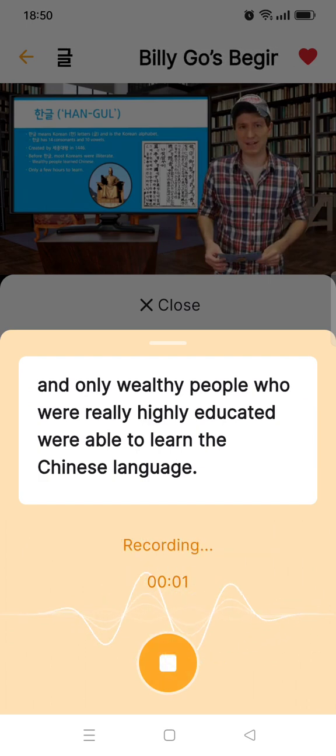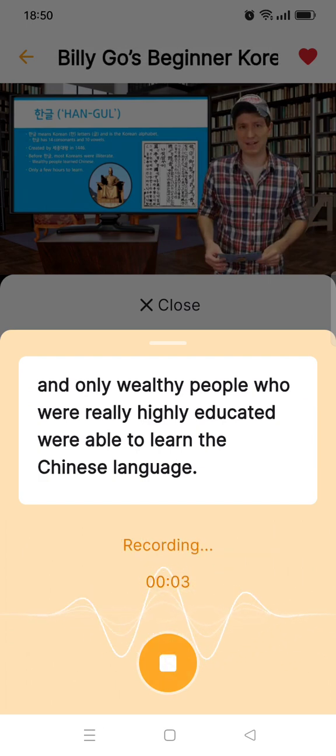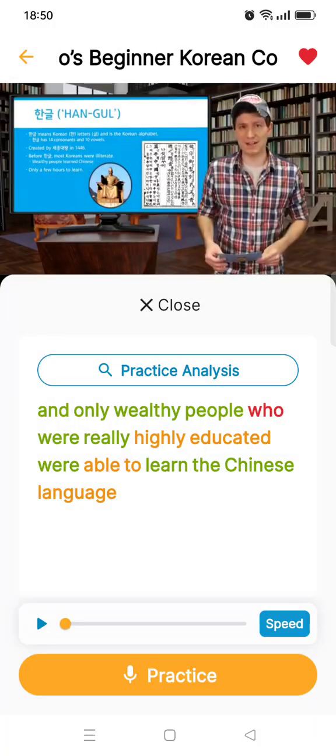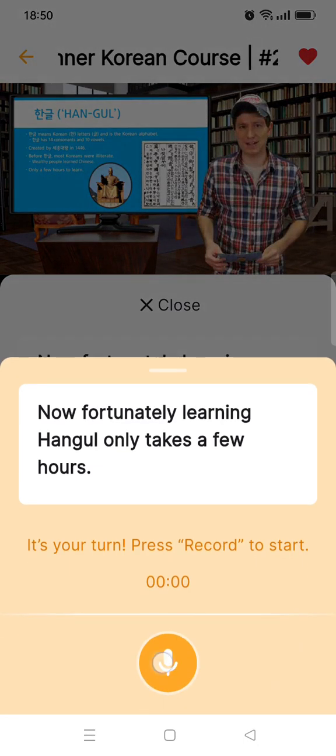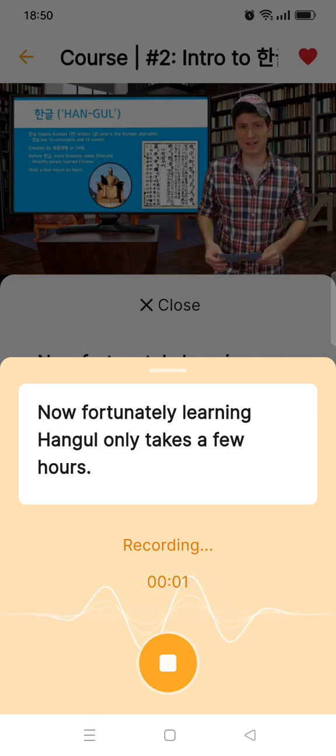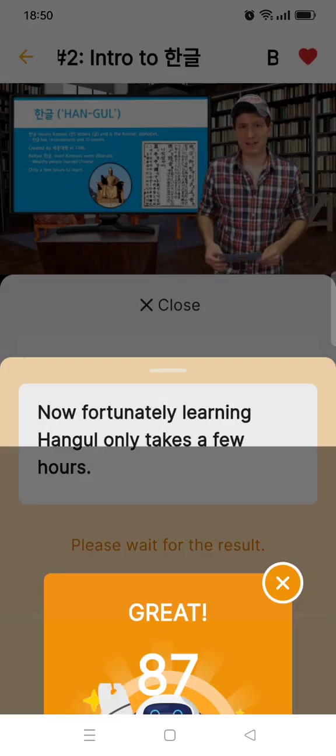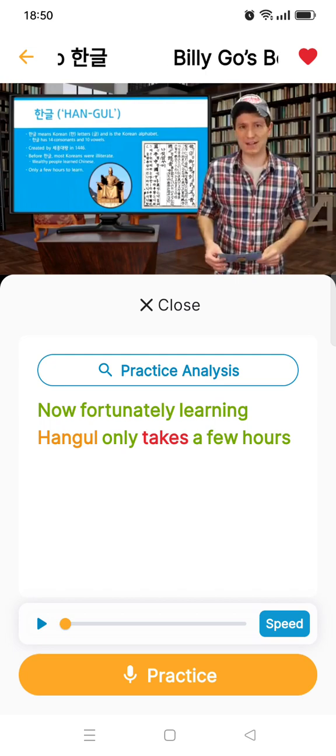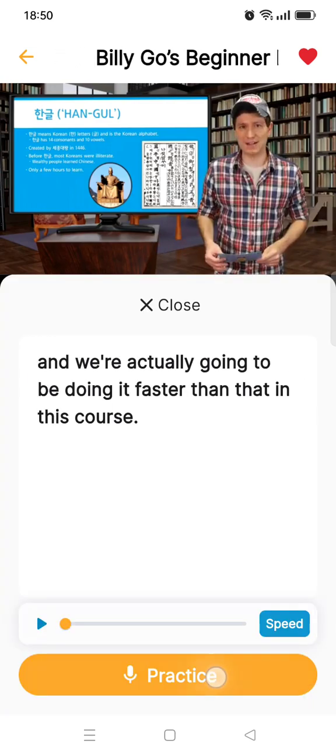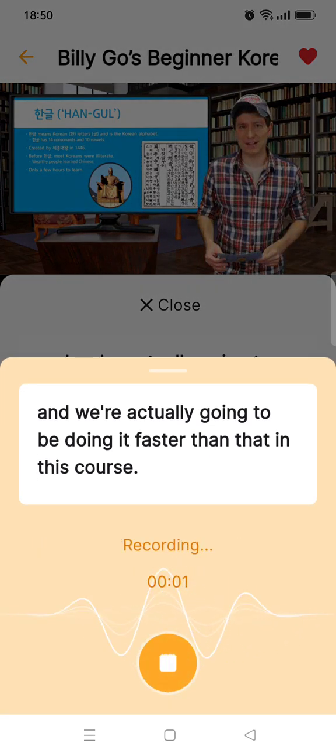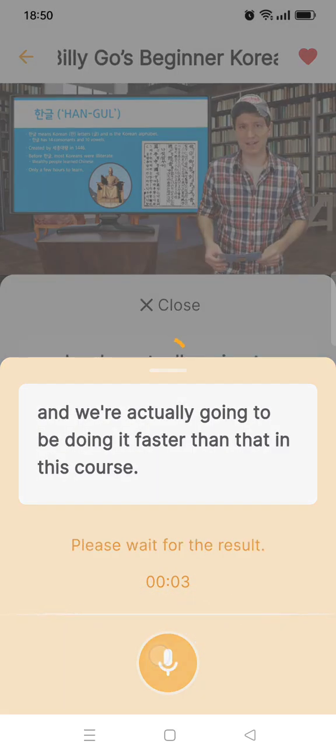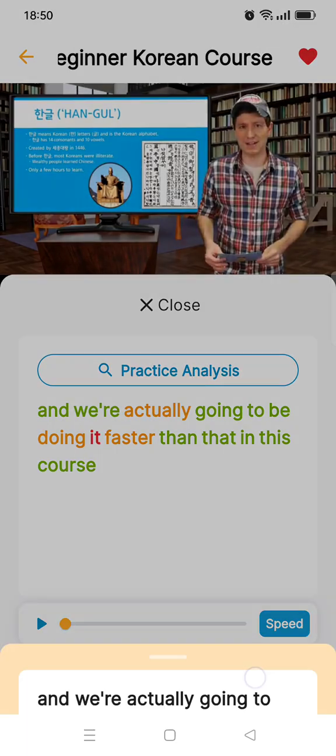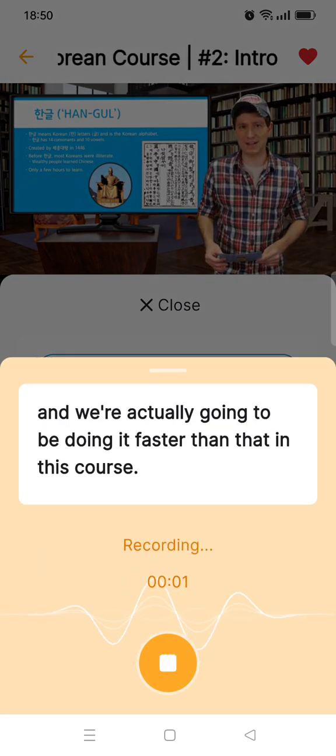And only wealthy people who were really highly educated were able to learn the Chinese language. Now, fortunately, learning Hangul only takes a few hours. And we're actually going to be doing it faster than that in this course.